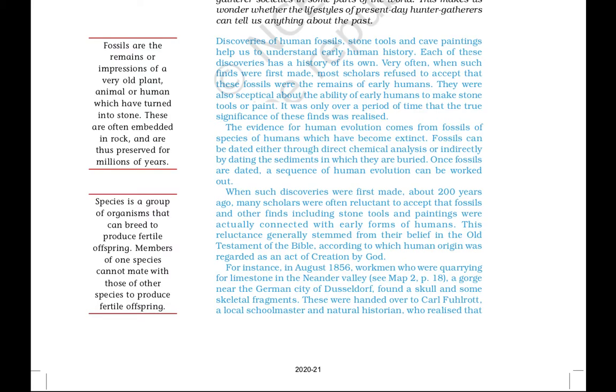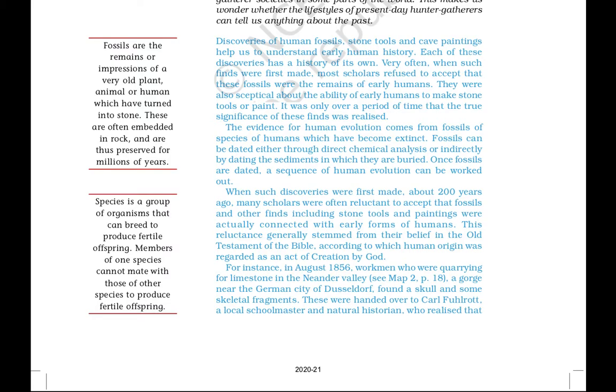They were also skeptical about the ability of early humans to make stone tools or paint. It was only over a period of time that the true significance of these finds was realized. The evidence for human evolution comes from fossils of species of humans which have become extinct.